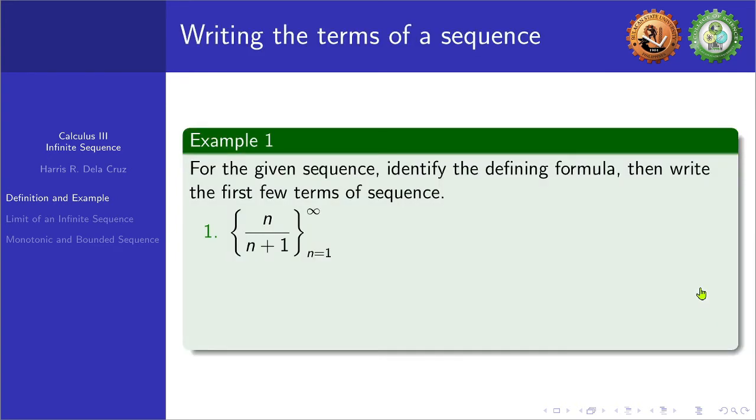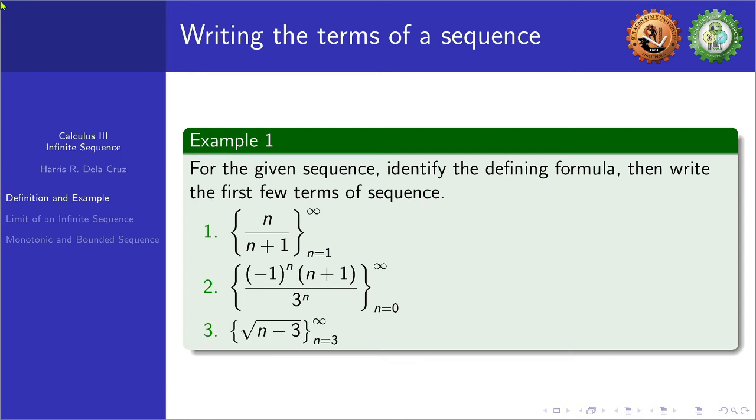Let's have some examples. Let's give the general formula, then write the first few terms of the following sequences. The first sequence is n over n plus 1, n from 1 to infinity. The second sequence is negative 1 to the n, quantity n plus 1, all over 3 to the n, from 0 to infinity. And the third sequence is square root of n minus 3, n from 3 to infinity.